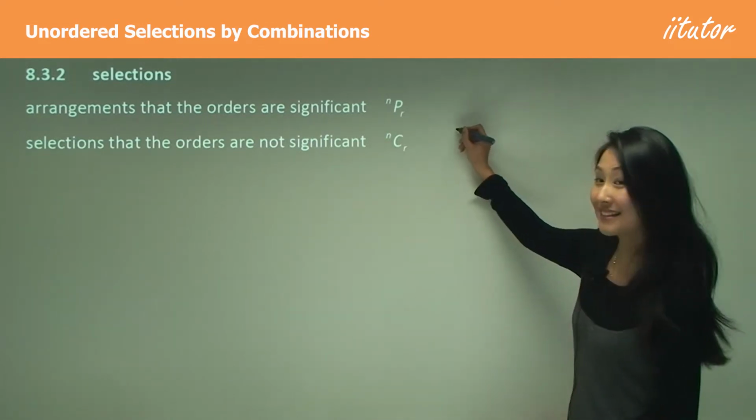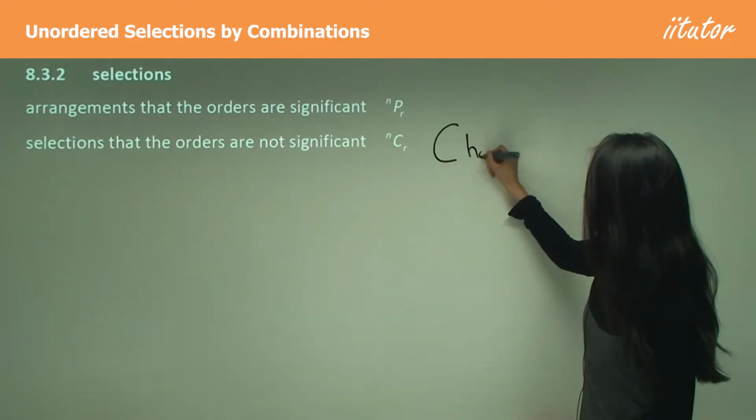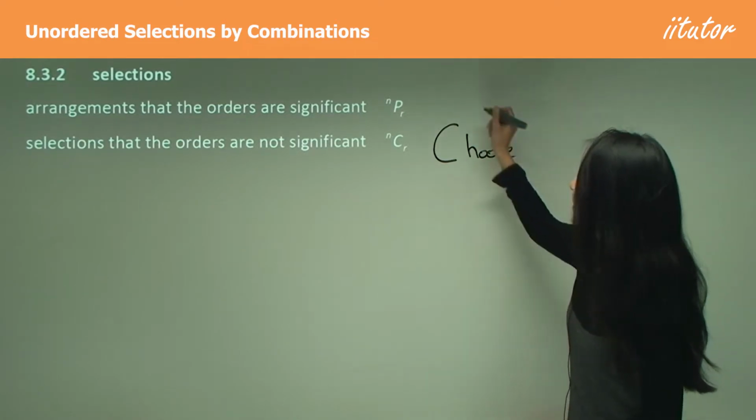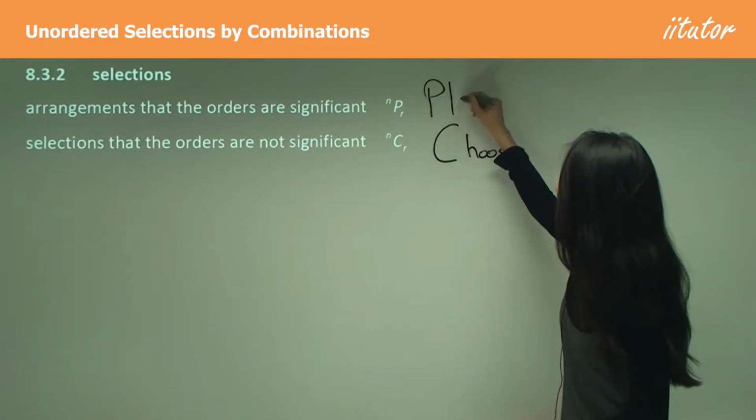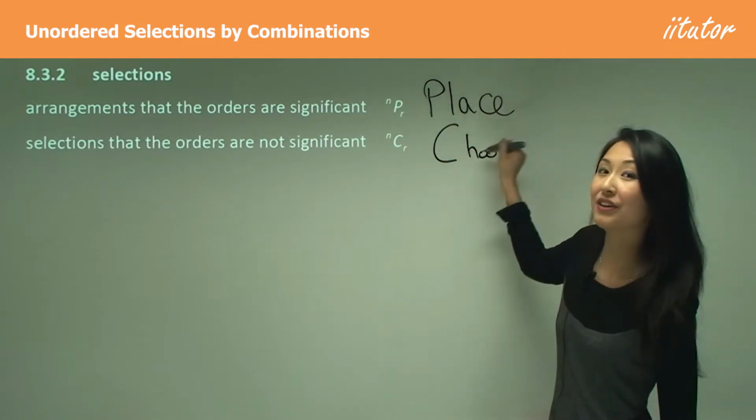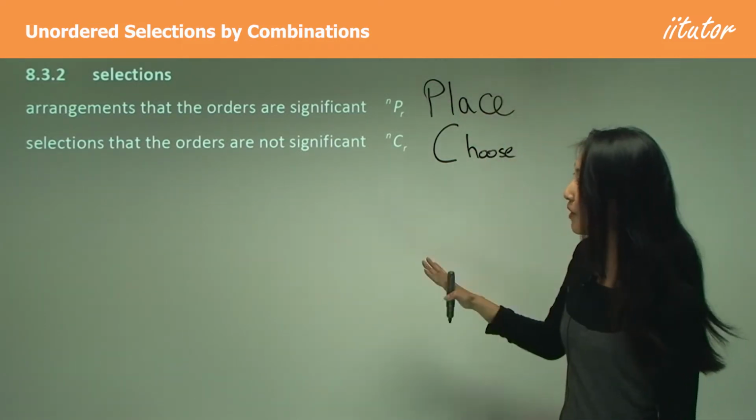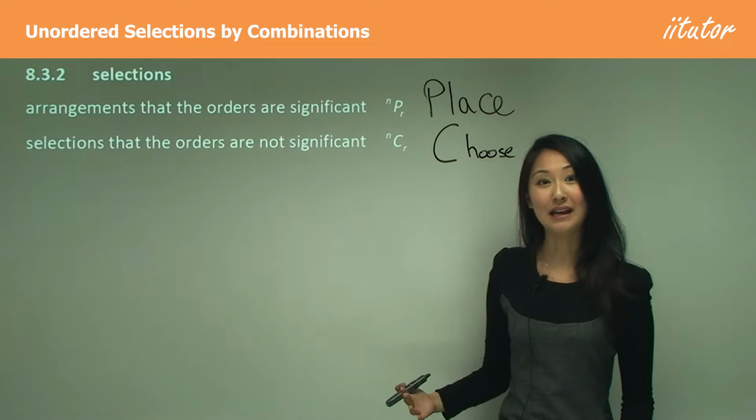How I remember that is C is your choose. Whereas when you have P, remember that's permutations, where order is important, so that's place. Now for both of these, you can't have any repeats.